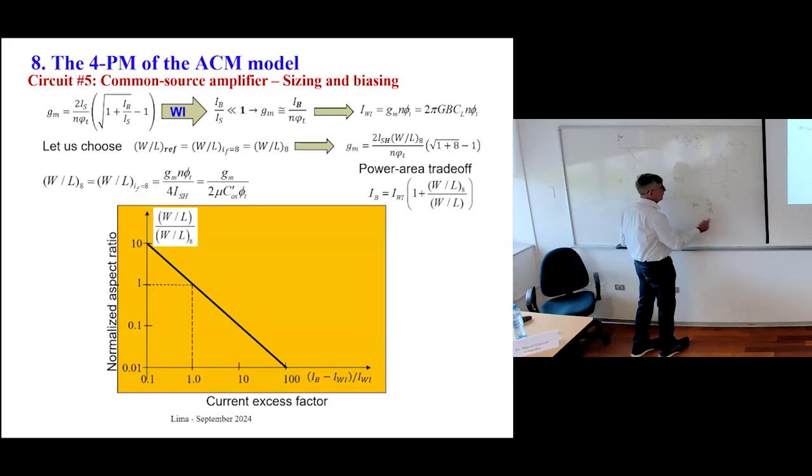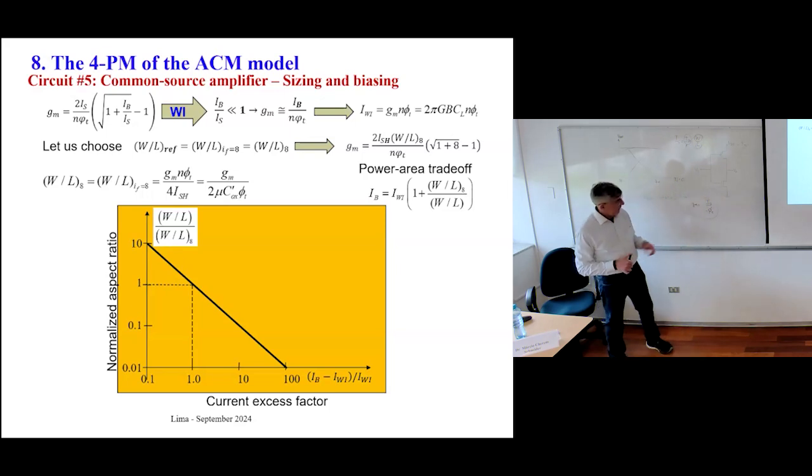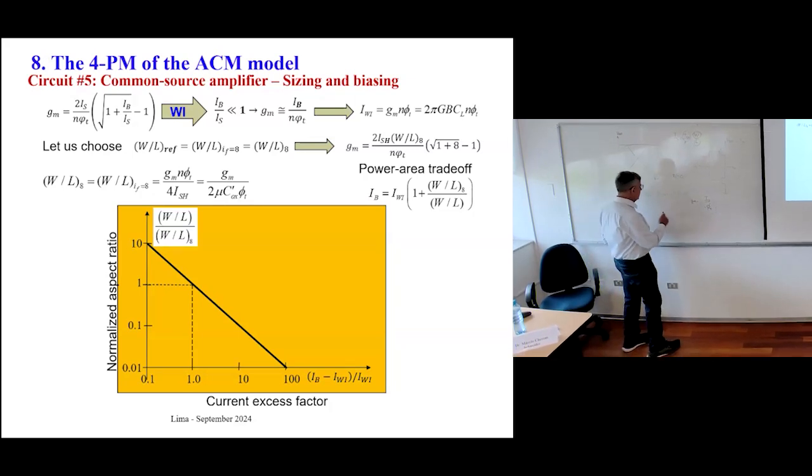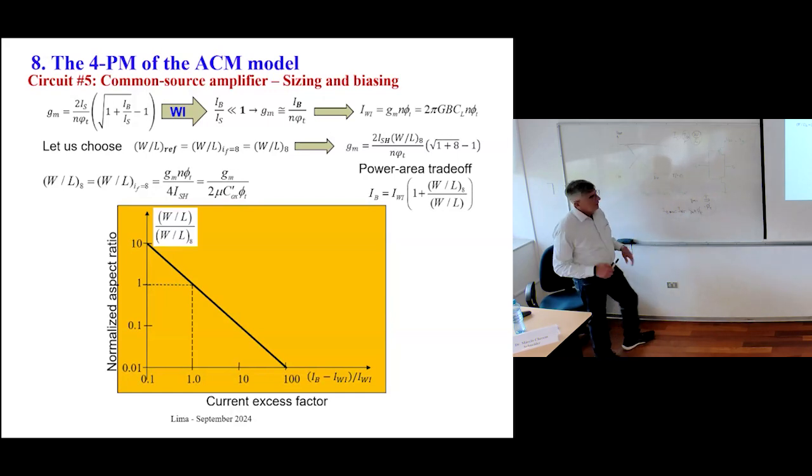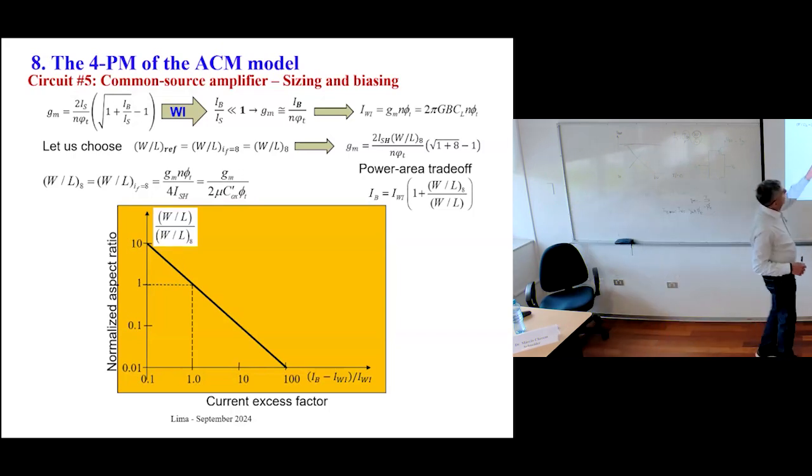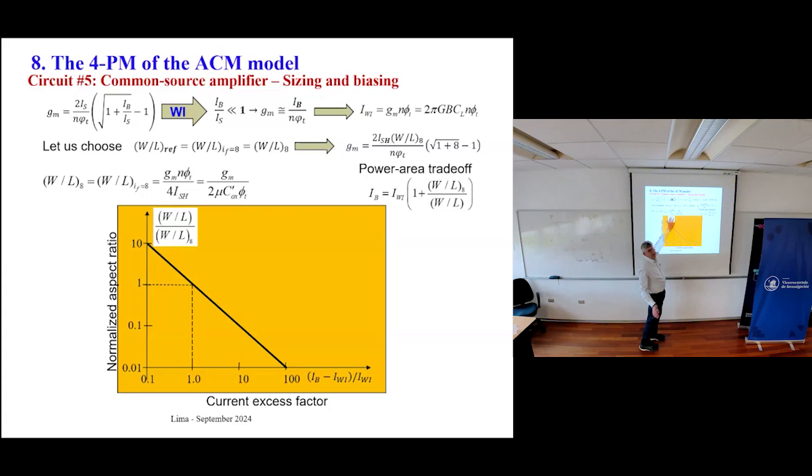The difference from the MOSFET to the bipolar, okay, is that you have this N here, which is close to 1, but is more than 1. So this would be the minimum current, which I call minimum IB in weak inversion, is GM times N phi T. So now I have a plot of W over L in terms of a normalization factor. It doesn't matter what it is. Assume that L is constant.